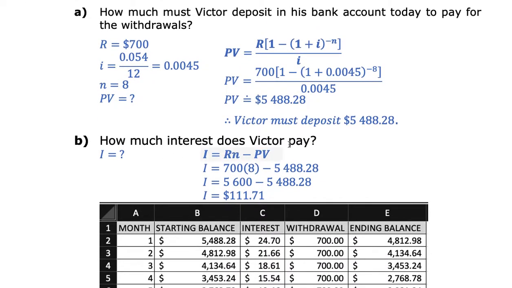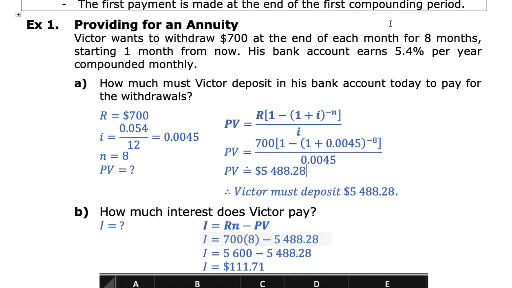How much interest does Victor pay? So what we need to think of is we have all the information that we need in the previous example. But the formula, interest is equal to R times N, this is the regular payment, 700, times the number of times that we receive that payment, or compounding intervals. There's 8 because it's for 8 months. And then we're going to subtract the present value. That's what it was at the beginning.